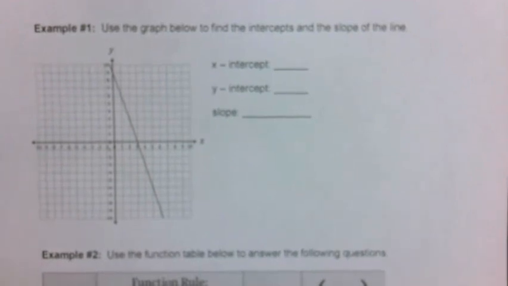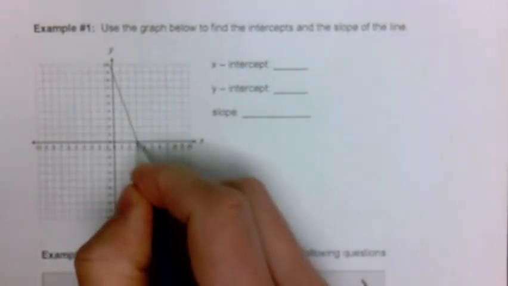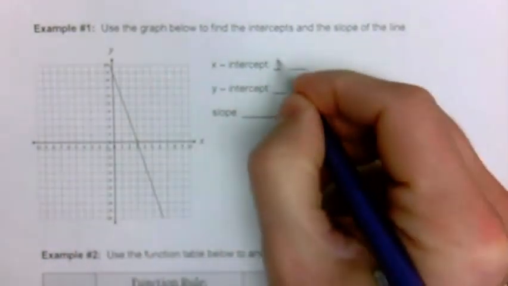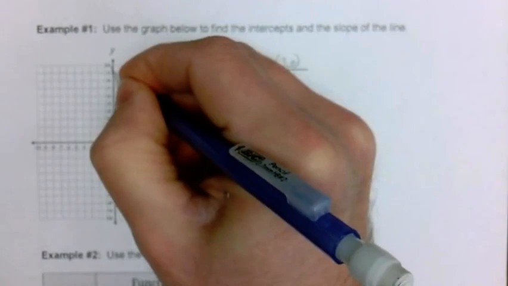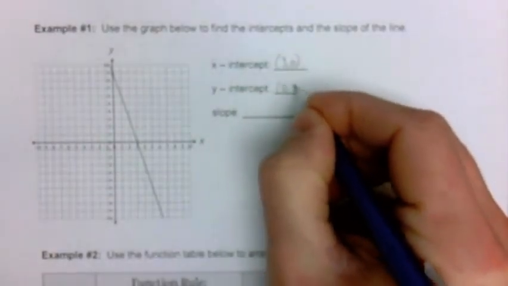In this example, we're given this graph of a line, and we're going to use this graph in order to find the x-intercept and the y-intercept. Okay, so remember, the x-intercept is where the line crosses the x-axis. So here's your x-axis, and here's the point where the line goes over the x-axis, and it has coordinates of 3 comma 0. The y-intercept is where the line crosses the y-axis. So here's your y-axis, and here is the point where the line crosses the y-axis, and that's at 0 comma 9.